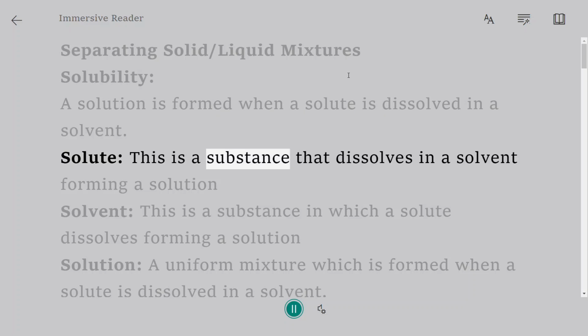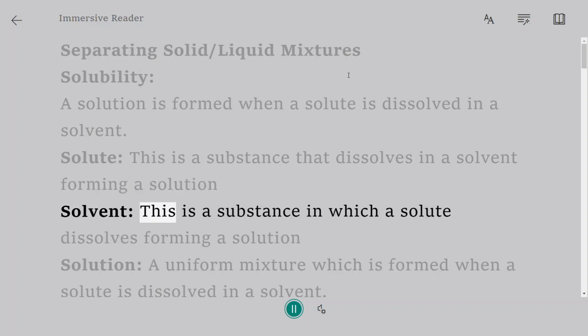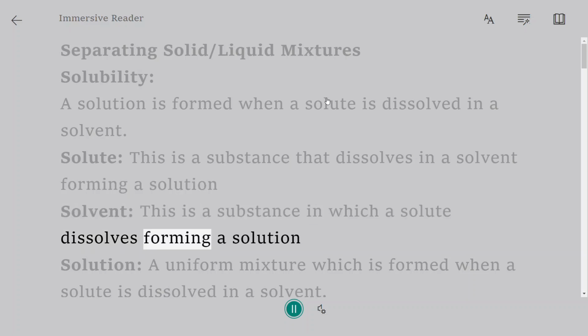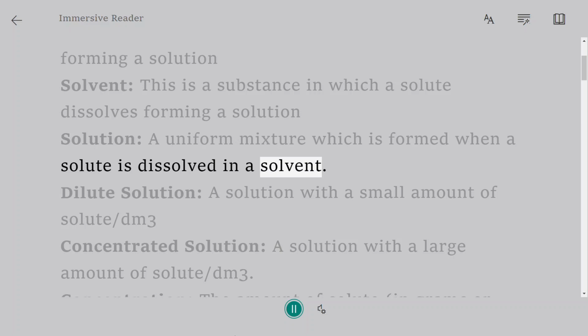Solute, this is a substance that dissolves in a solvent forming a solution. Solvent, this is a substance in which a solute dissolves forming a solution. Solution, a uniform mixture which is formed when a solute is dissolved in a solvent.